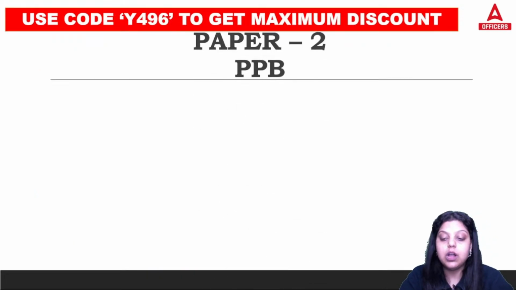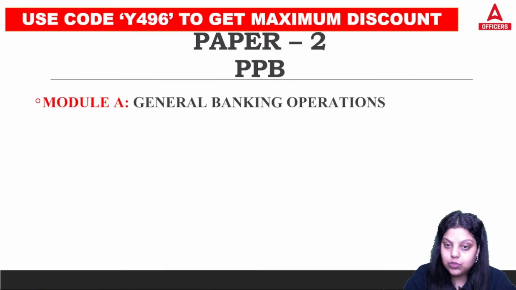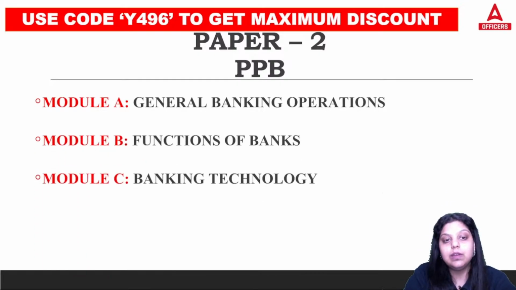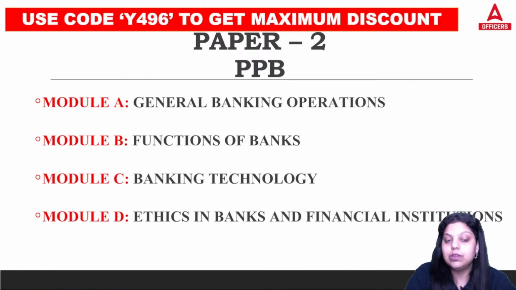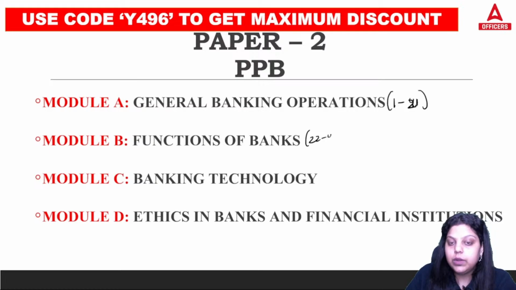Now let's talk about paper 2, PPB. PPB again has 4 modules. That's your second paper, and the first module is about general banking operations. Second module is about functions of banks. Third module is about banking technology, and fourth module is about ethics in banks. Okay. Module A starts with unit number 1 and ends with unit number 21. Module B starts with unit number 22 and ends with unit number 42.